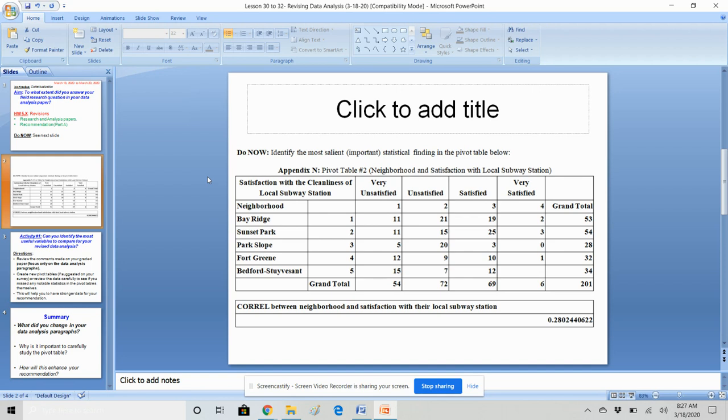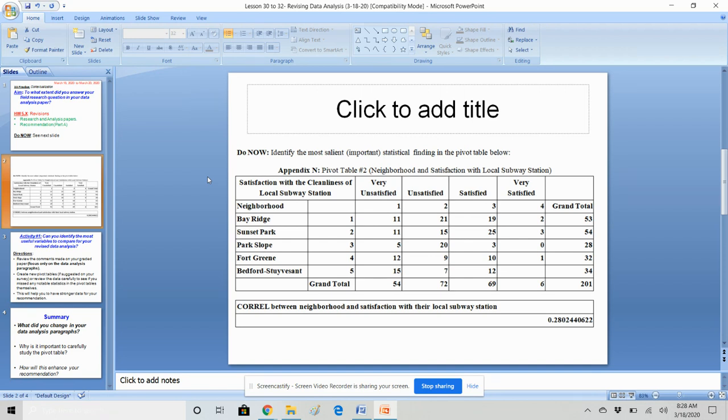So if we look on the top row, it is the attitude question, the satisfaction with the cleanliness of the local subway station, ranked from negative to positive, very unsatisfied to very satisfied. And then the neighborhoods are all Brooklyn neighborhoods: Bay Ridge, Sunset Park, Park Slope, Fort Greene, and Bedford-Stuyvesant. And we can see the total surveys given under the grand total, 201. This tells us that this is most likely a partnership, and the correlation factor between the neighborhood a person lived in and their satisfaction with their local subway station.